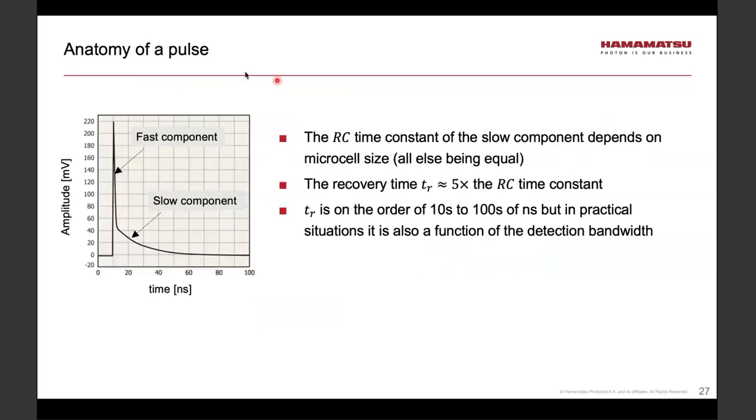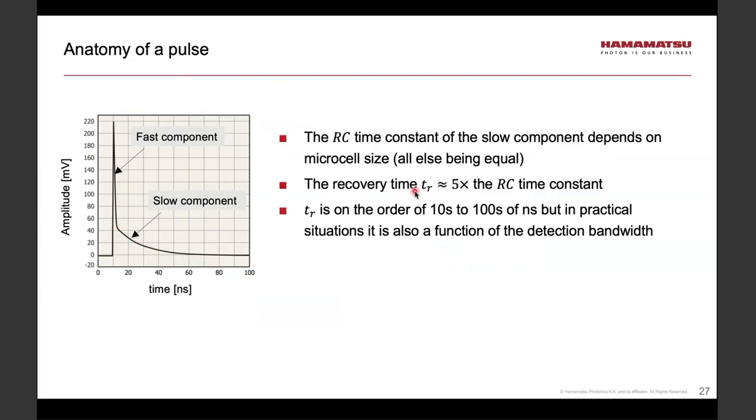So now let's look at a pulse resulting from a single microcell. If we have enough detection bandwidth, we can see this fast component rapidly rising, then a decline, and then a slow component. If we don't have enough bandwidth, we may not be able to see the fast component. The quenching of the avalanche occurs somewhere here, and then the microcell goes into what we call the recovery state, which is depicted by the slow component.